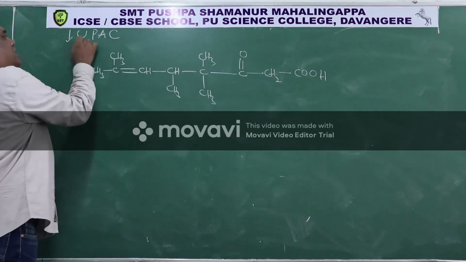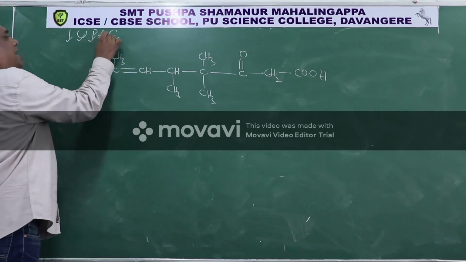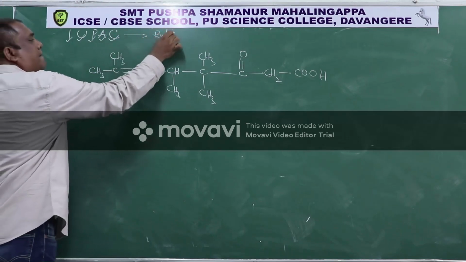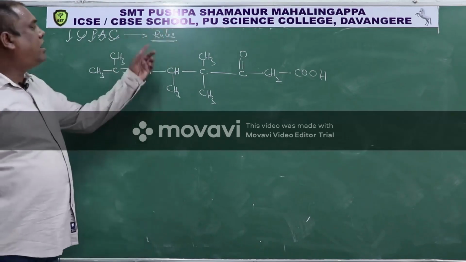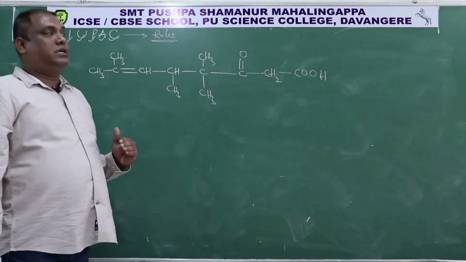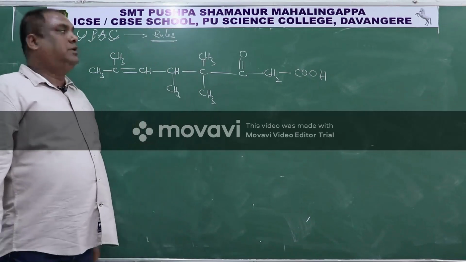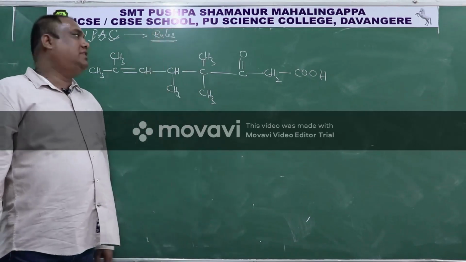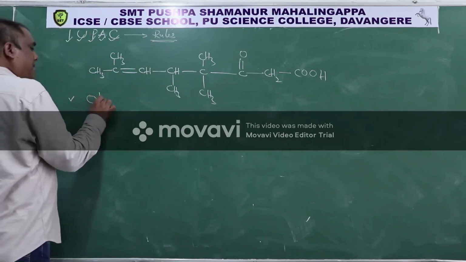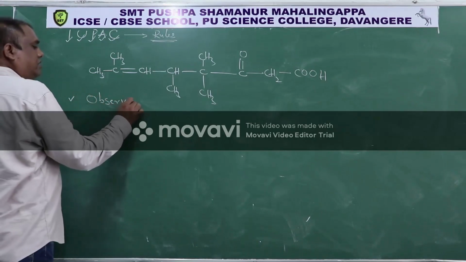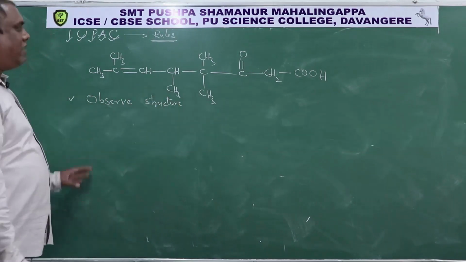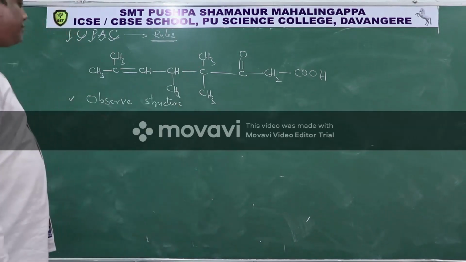This is the International Union of Pure and Applied Chemistry. It has framed some rules. Here we need not memorize the rules by heart; we should follow the rules. When you follow the rules, only then can you name the organic compound. So what rules should be followed while naming the organic compound? It says that first we observe the structure carefully.